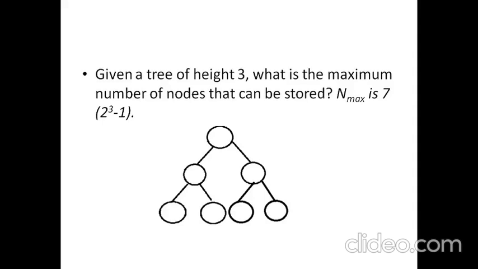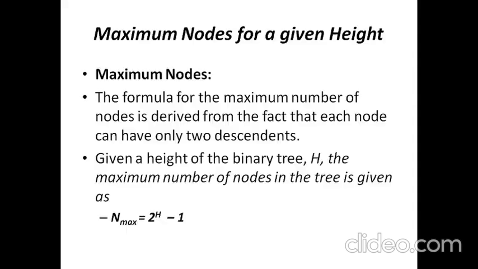So the formula is working correctly, that the maximum number of nodes accommodated for a given height is 2 power h minus 1.